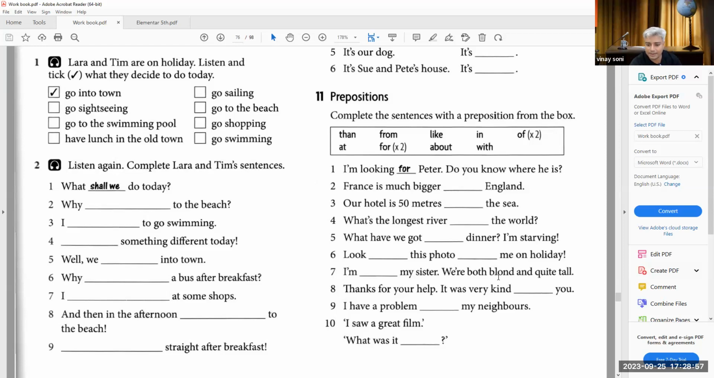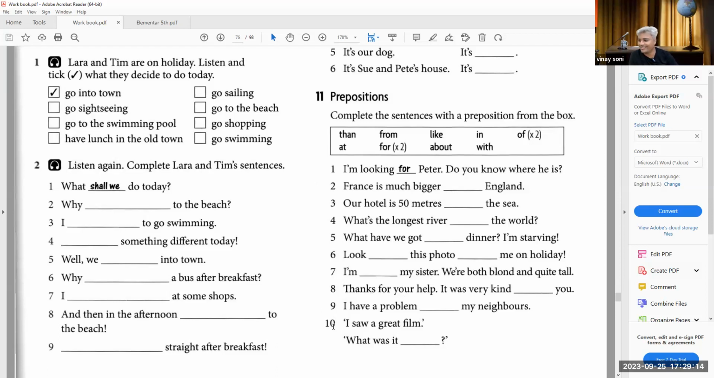Where were we? We have finished this. 9. It was very kind of you. I have a problem with, I have a gun, if you want my help.